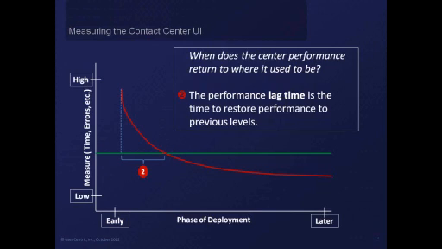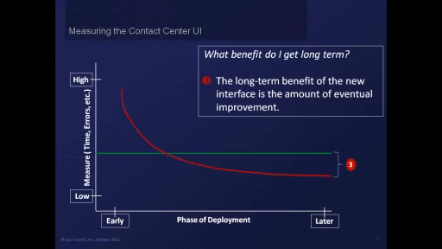But that ultimately is not why we do a redesign. That's not why we do change. We do change because we want to understand the long-term benefit. We want to understand the return on that investment. And that's measured by the distance between the green line and the leveling, or the asymptote, of the learning curve of the red line. So the long-term benefit of the new interface is the amount of eventual improvement that's going to happen. And that's the recurring benefit of any change or any new application that's put into the mix.